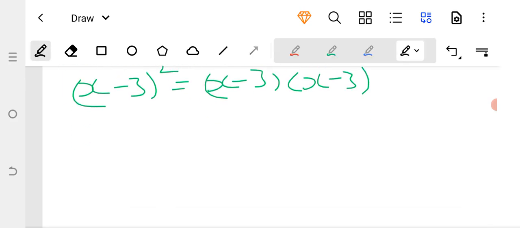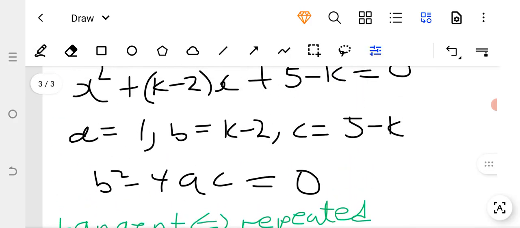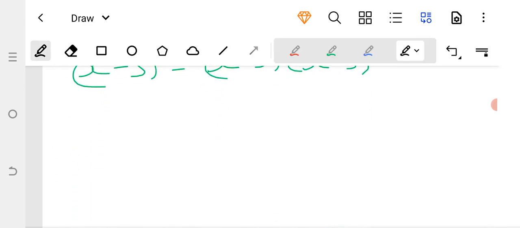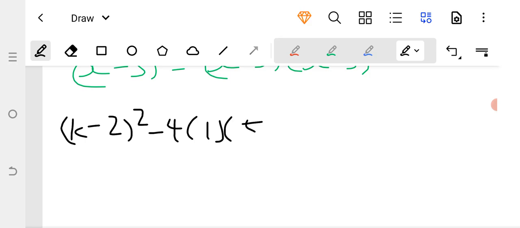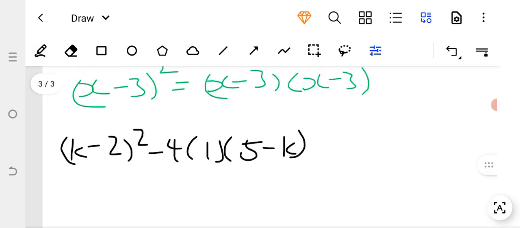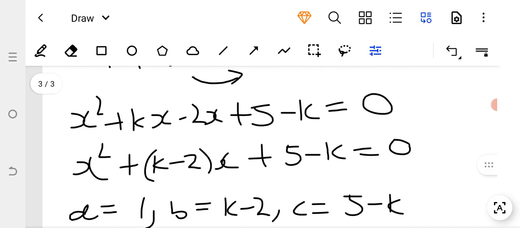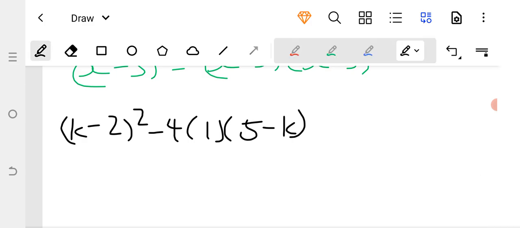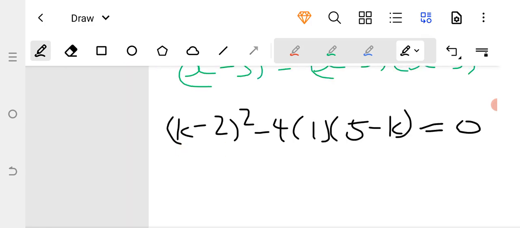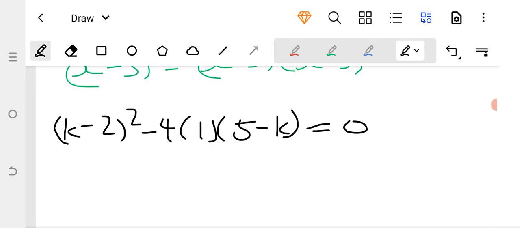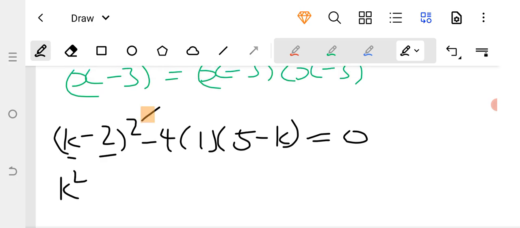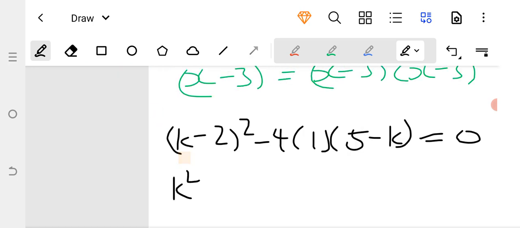And then we're going to have b squared, which is your k minus 2 squared, minus 4, a is 1, c is 5 minus k. So you have your k minus 2 squared minus 4 times 5 minus k, and then you set it equal to 0. You expand this bracket. In additional mathematics, there is a trick for expanding this. You say k squared, like that, and then you multiply these two, then you multiply by the power there. Those are the tricks you need to be knowing.